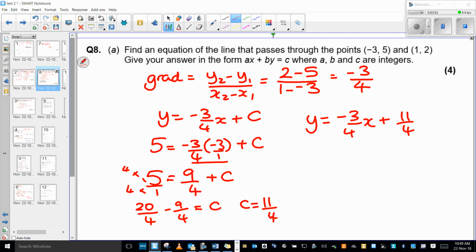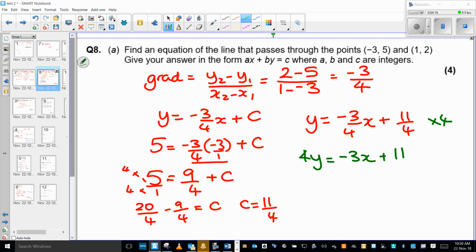No. So, we did do a few of these. What's the easiest way of getting rid of fractions? We're going to multiply everything by 4, because that will enable us to get rid of our denominator. So we've got 4y equals negative 3x plus 11.